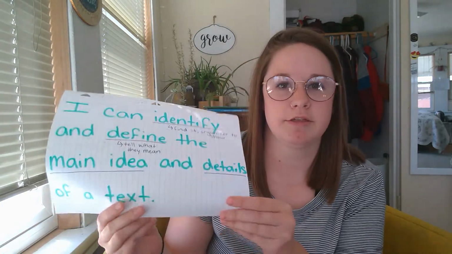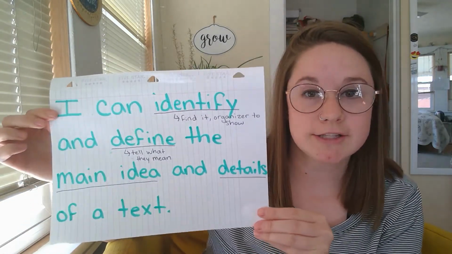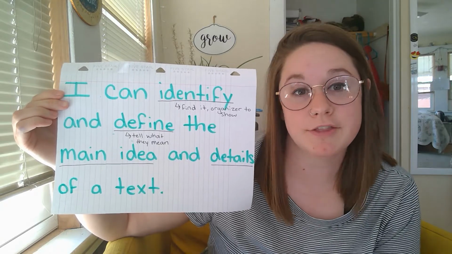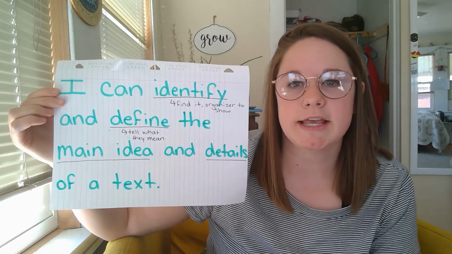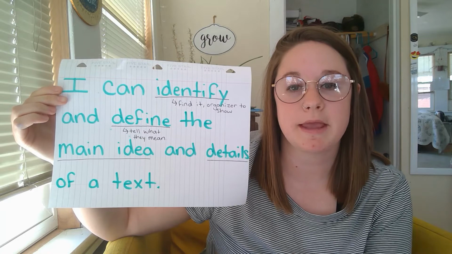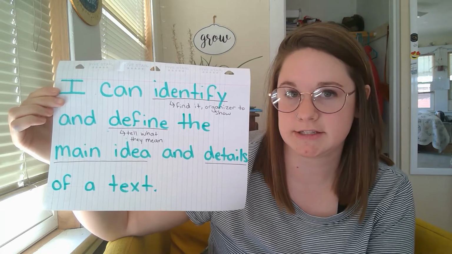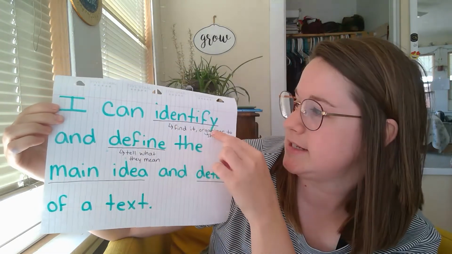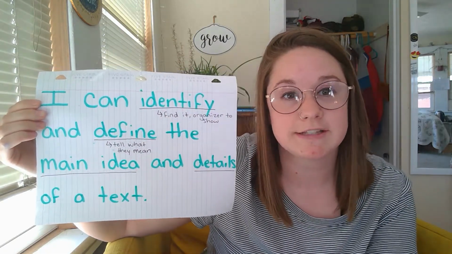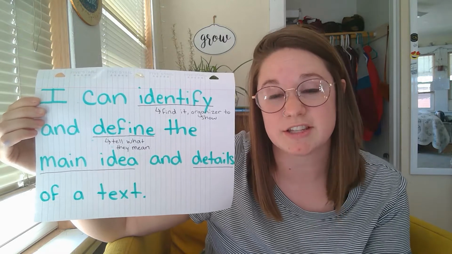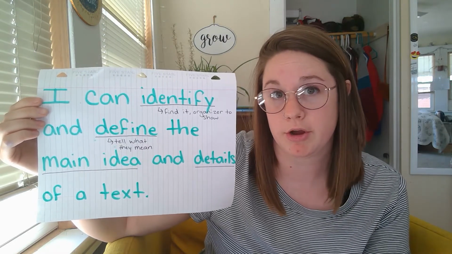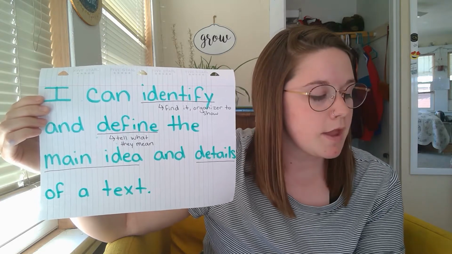I'm going to start with my learning target. This is what I want you to be able to know and learn this week in reading. It says, I can identify and define the main idea and details of a text. And I wrote some little words to help us remember what some of these words mean. When we identify something, we're finding it, we're saying, here it is. So I want you to be able to find the main idea and details when you read a paragraph this week or when you read a book.